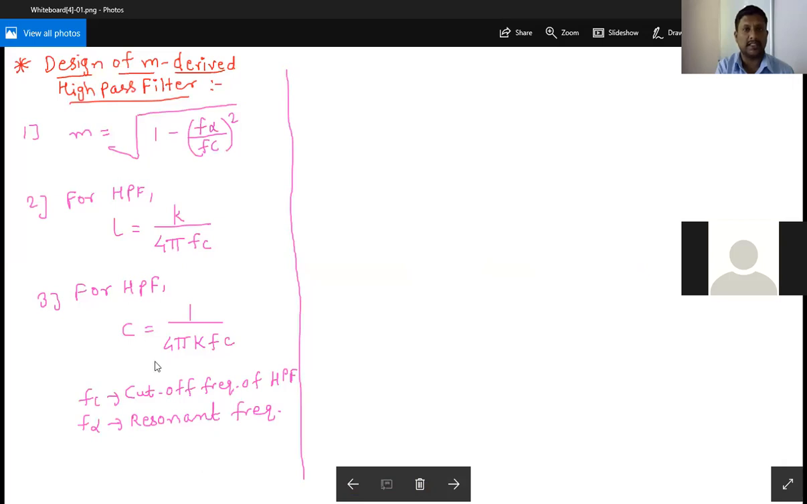These are the three equations we require for the design of the M-derived high-pass filter. For calculating the value of inductor L and capacitor C, these two formulas are the same compared to the constant K type. Only the M formula is needed, because we are modifying the constant K type to get the M-derived high-pass filter. The M value must be greater than 0 and less than 1. That is very important. If your answer crosses that limit, then the formula or the calculation may be wrong.